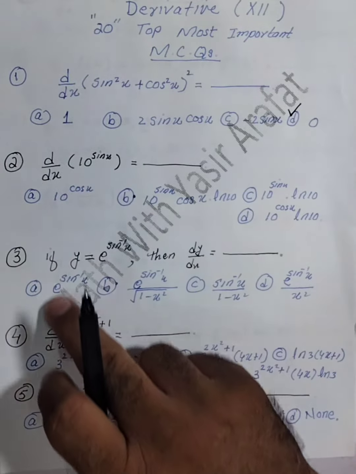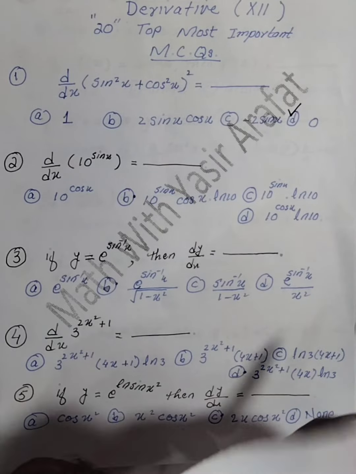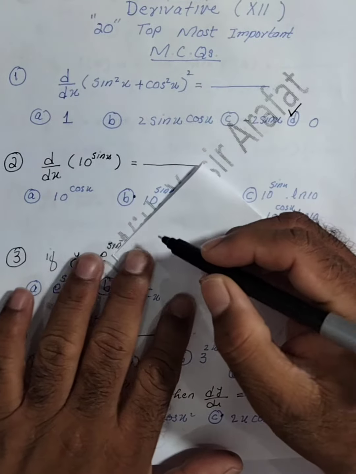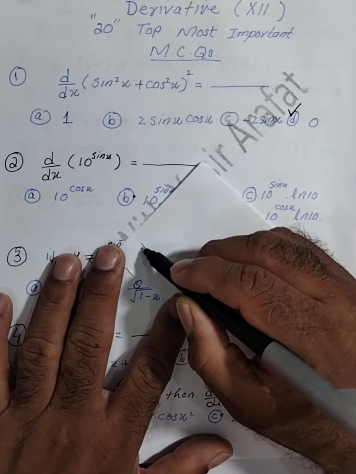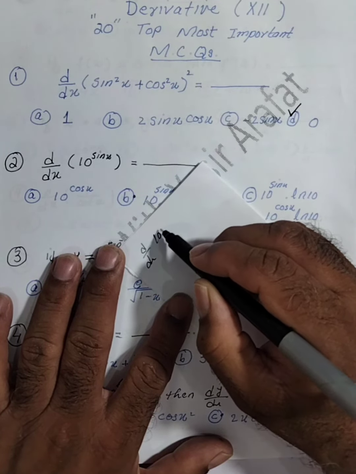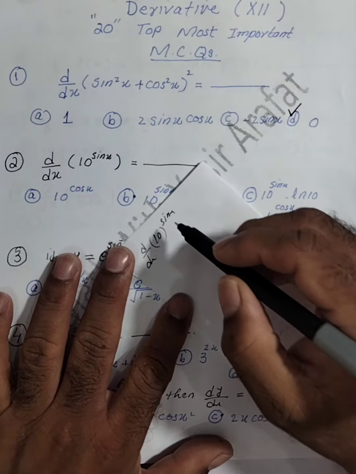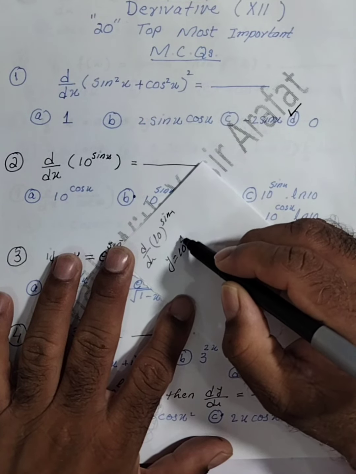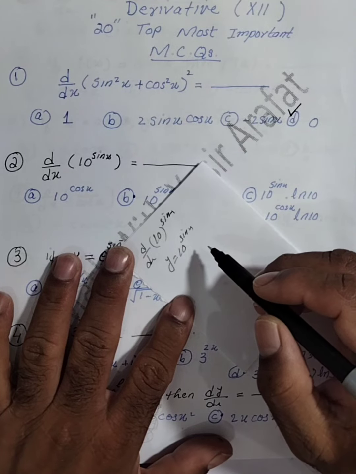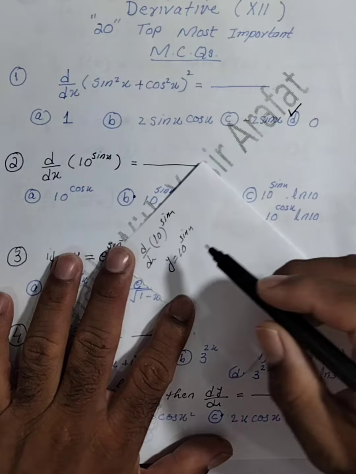Now come to the second MCQ here, that is the derivative of, this is the exponential type function here. We have to find out the derivative of 10 power sin x. So let's suppose this is equal to y. We have to adopt the same procedure whenever an exponential type function is given to you. So take ln on both sides.